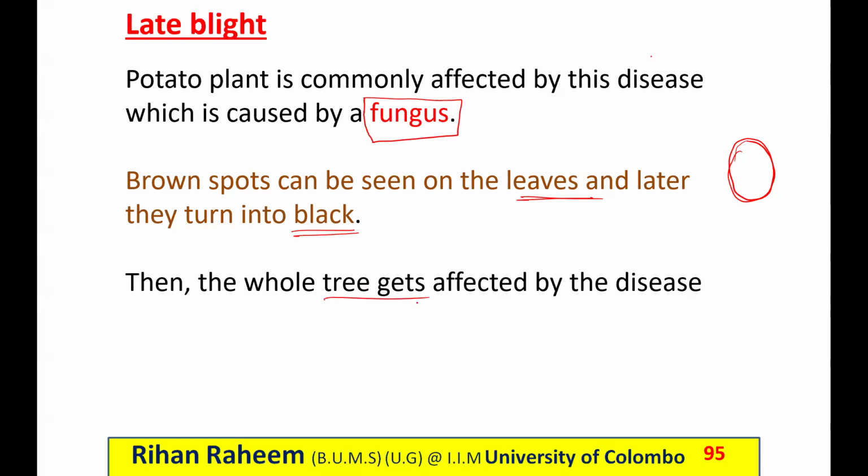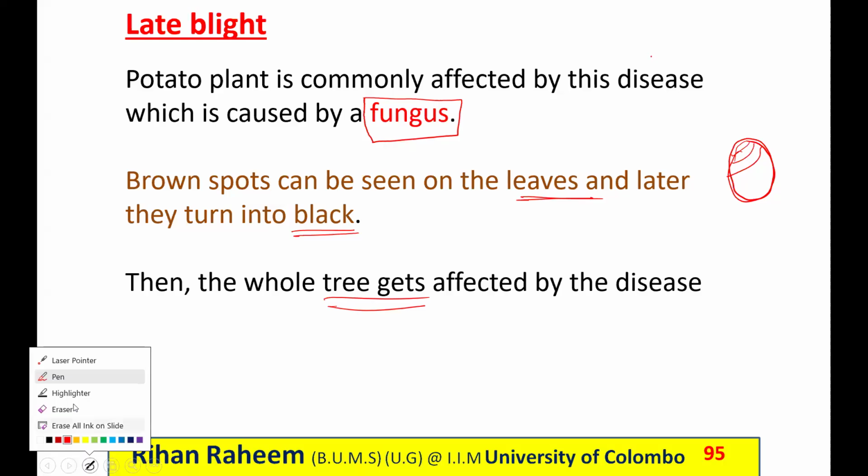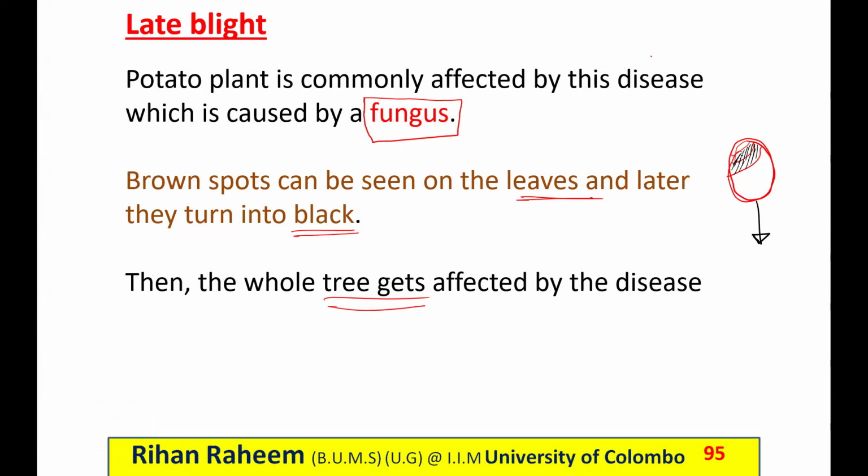The whole plant can get affected by this disease, or only a part of the plant can get affected. If a part gets affected, slowly it will spread to all the other parts and finally the plant will die. And if the potatoes are affected, let's say these dark brown, black color spots are there, and if these potatoes are eaten, the toxins in them can cause some digestive problems for us.